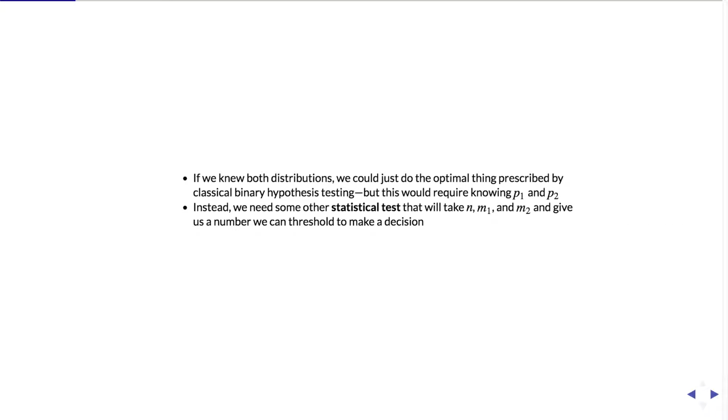One thing to keep in mind here is that if we knew both distributions, then we could just do the optimal thing, right? If we knew P1 and P2, we would need to do this. A lot of times when you learn this stuff in school, you know P1 and P2, and you can draw distributions and integrate through them. The problem is that we don't know these, so we need some other statistical test, some function of the data that gives us a distribution that we can get a number out of and a threshold to make a decision.